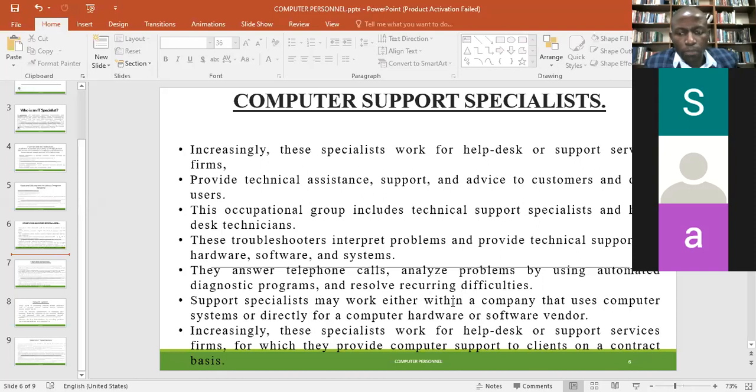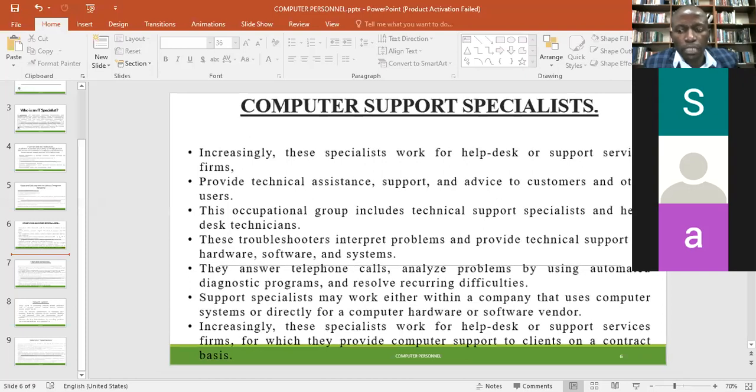They may also work within a company that uses computer systems, or directly for a computer hardware and software vendor. A computer support specialist can be employed as a technical salesperson in a company that's doing IT sales, and so your work will be to advise. If a client comes and wants to purchase even a computer, your work as a computer support specialist is to advise them on why they should purchase this computer as opposed to another.